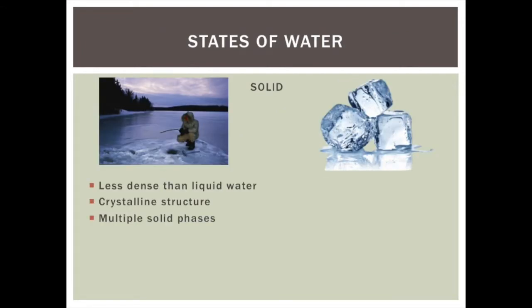One state of water is water as a solid. An example is ice. Ice is less dense than liquid water. Water in the solid form assumes a crystalline structure, and there are multiple phases to the solid state of water.